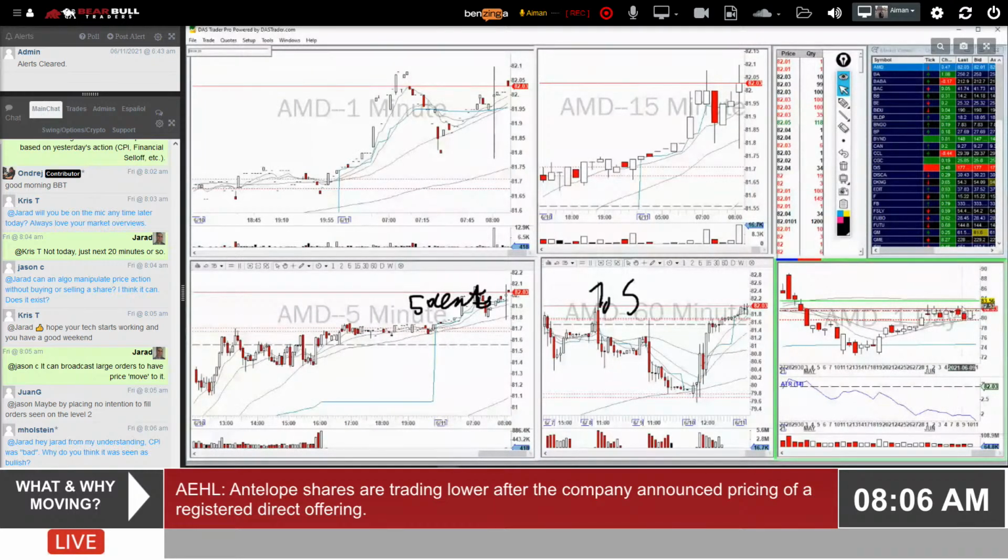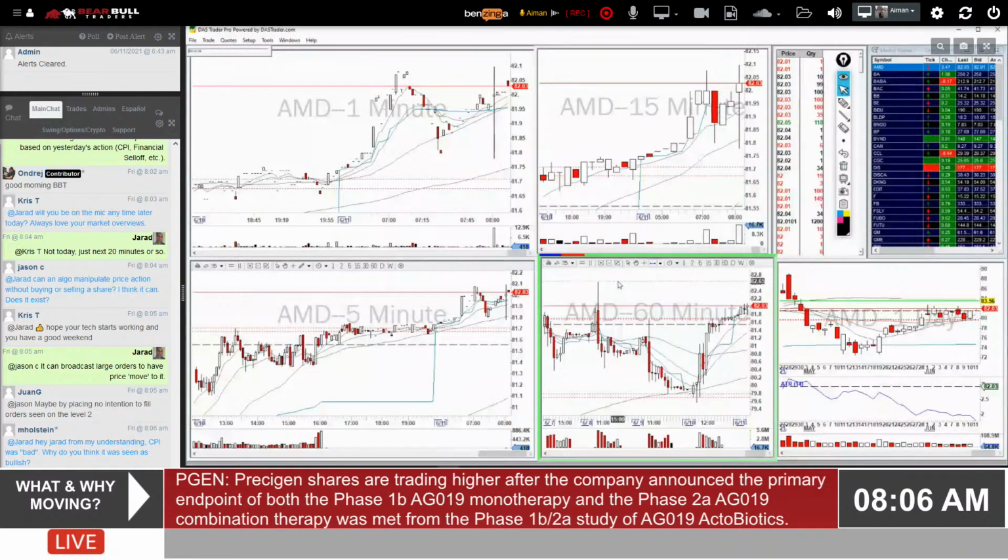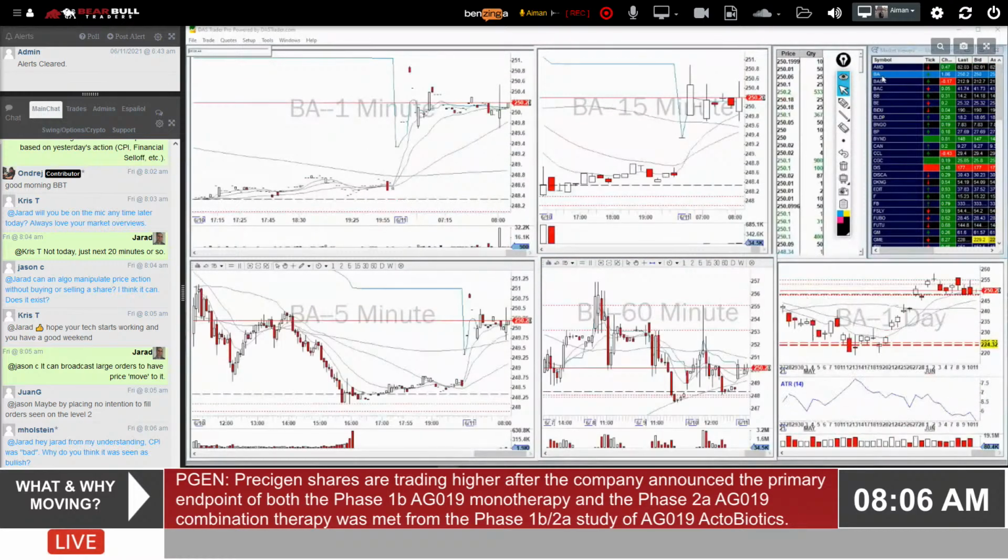Not the best. We're having those wicks around here, but again, those wicks could be targets, right? This around here could be our first target. And then if we break it, we could run all the way to 83.50, which is the average range. So yeah, I'm going to keep this thing for now and see how it behaves closer to the open.